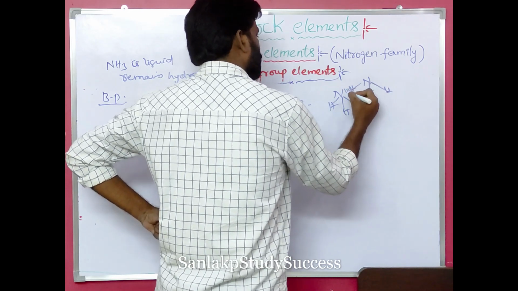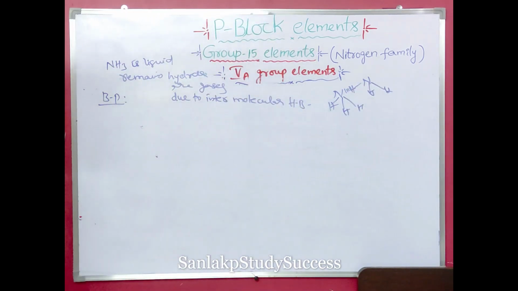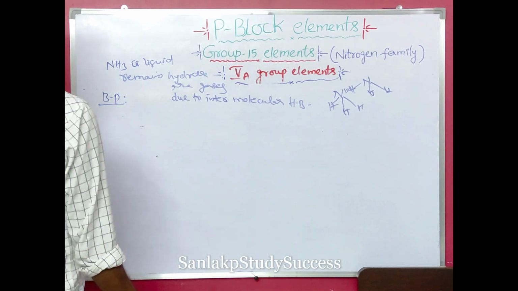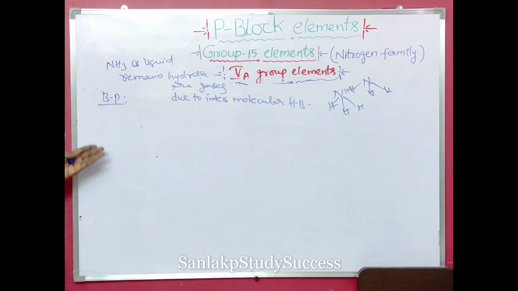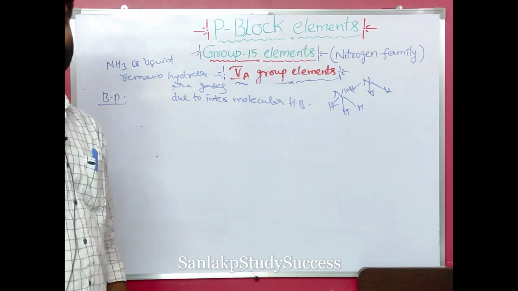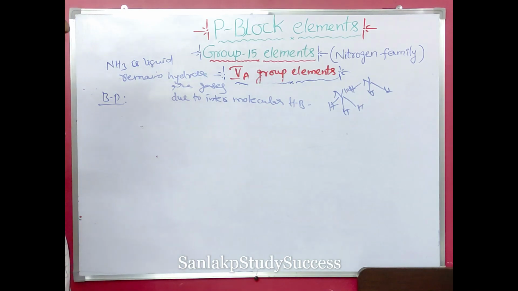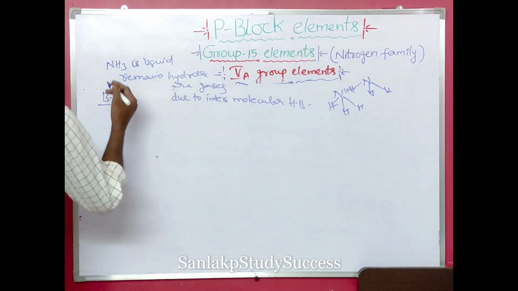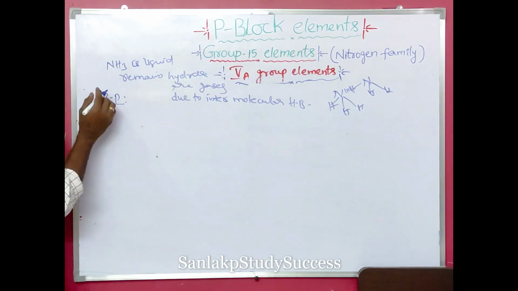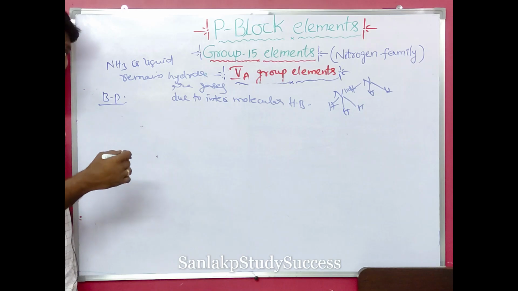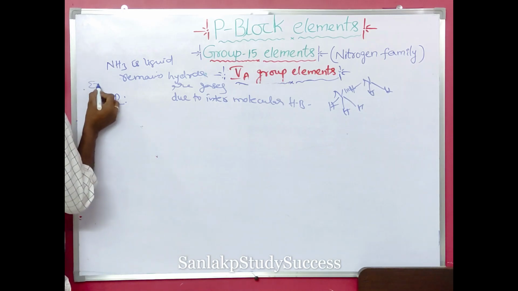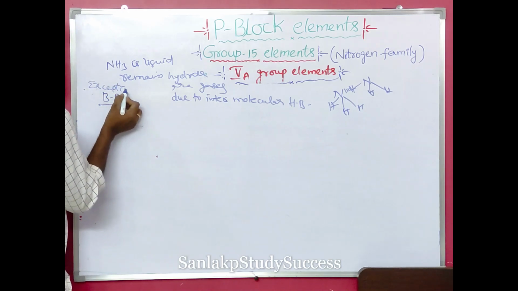So this is the hydrogen bond, right? So ammonia is a liquid. Why is ammonia a liquid? The remaining hydrides are gases, because ammonia can form hydrogen bonding. So based on boiling point, its boiling point order is also irregular. Exceptions. What are those exceptions?